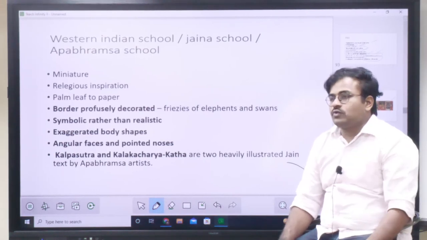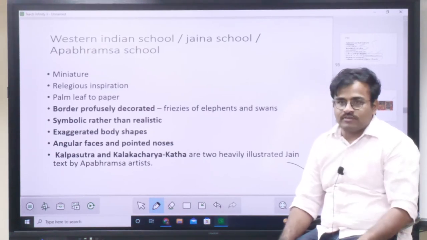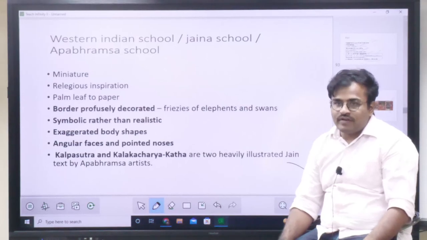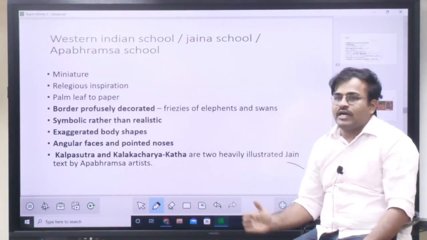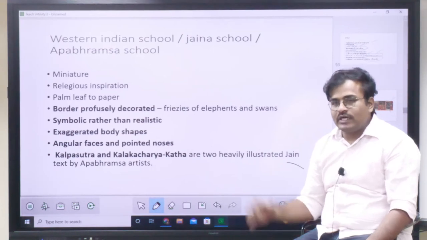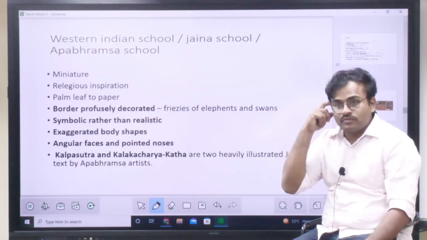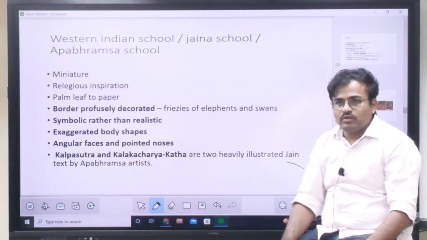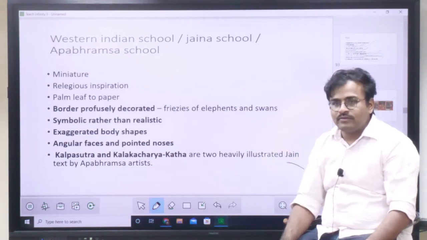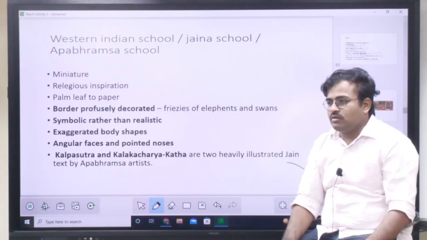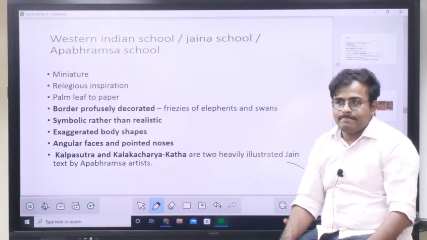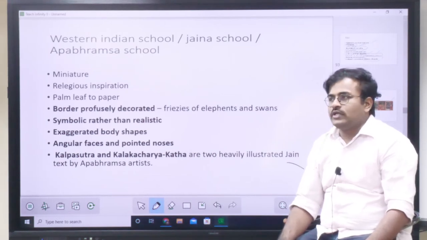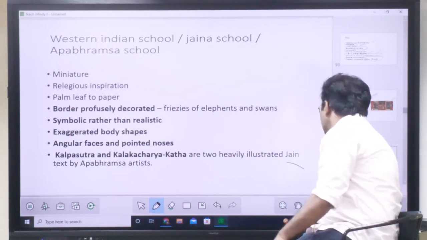The Western school period is the age of feudalism, from 750 AD and continuing nearly till 1500. Even during the Delhi Sultanate period it continued. 750 AD is the 8th century, right? From the 8th century to roughly the 14th century, it continued. The school is known as Upper Brahmasa School.